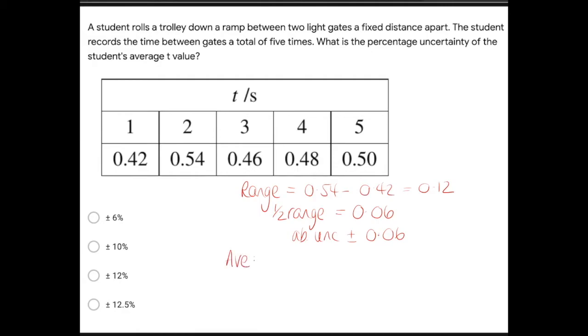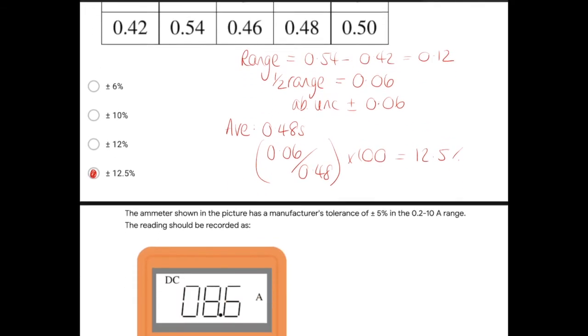We then need to work out the average value so that we can find the percentage uncertainty. The average value here comes out at 0.48 seconds, and therefore our percentage uncertainty will be 0.06 divided by 0.48 multiplied by 100, and that comes out at 12.5%. So our answer would be D.